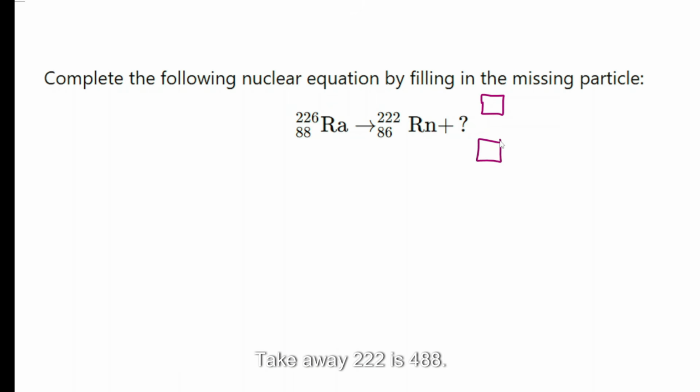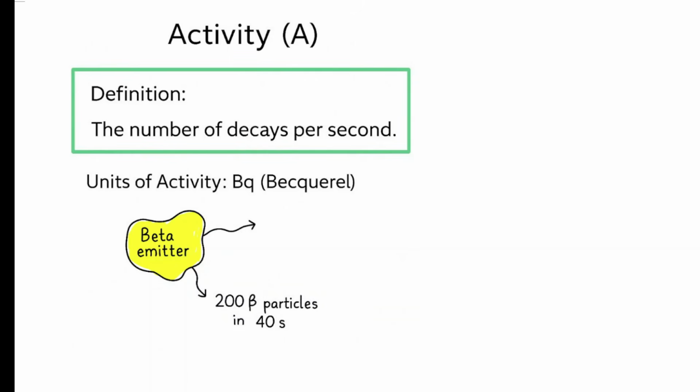226 take away 222 is 4. 88 take away 86 is 2. So we know it is either alpha, beta, or gamma. It cannot be gamma because gamma is 0, 0. Beta is 0 and -1. Obviously this one must be alpha.